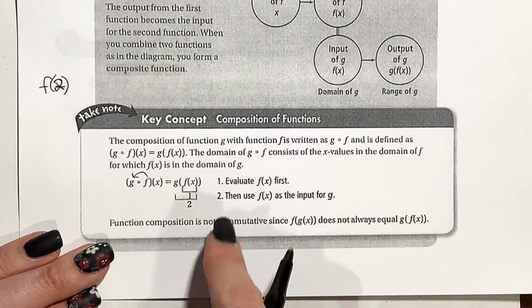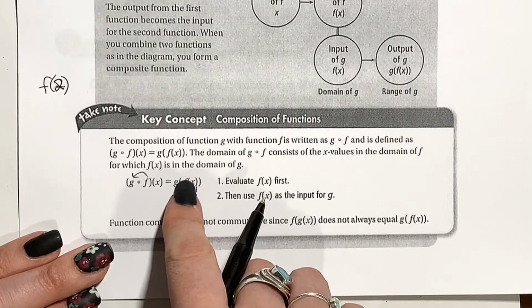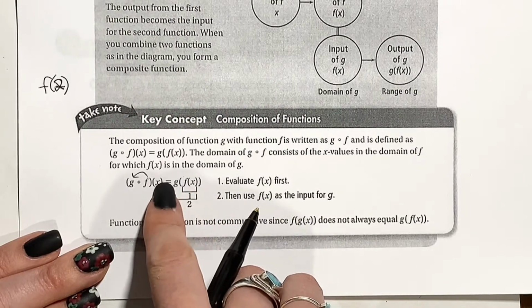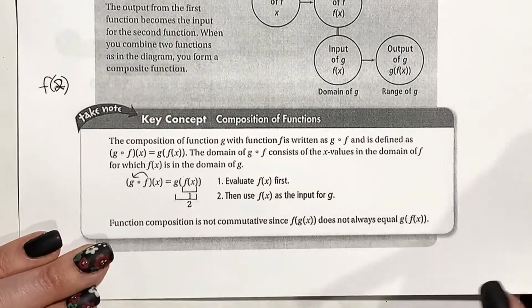And what we're going to end up doing is we're going to work from the inside out. So we're going to look at f first. We're going to evaluate f of x first and then use that to plug into the g function. So kind of working our way backwards.